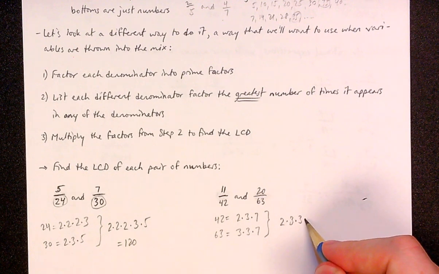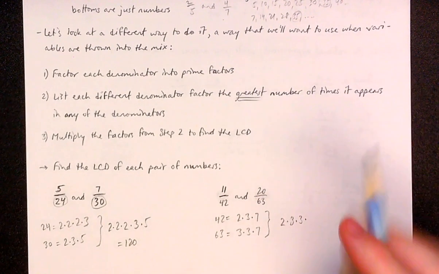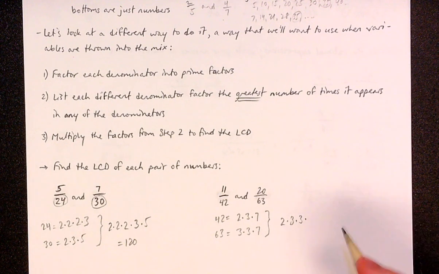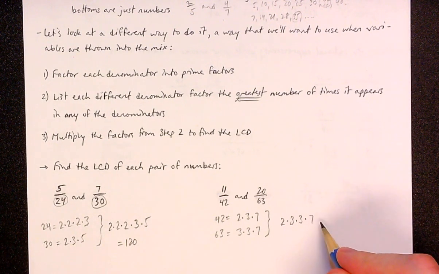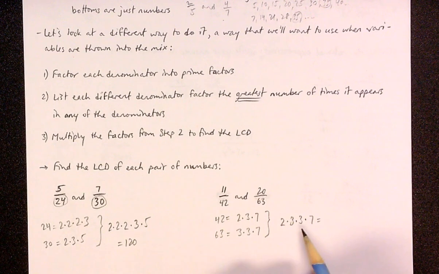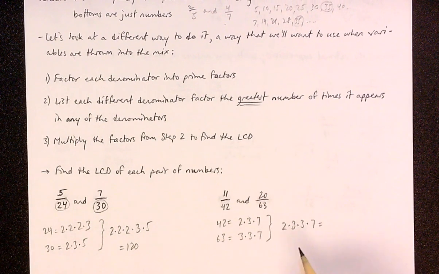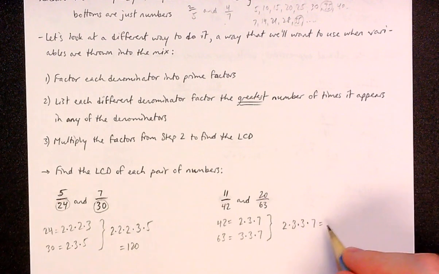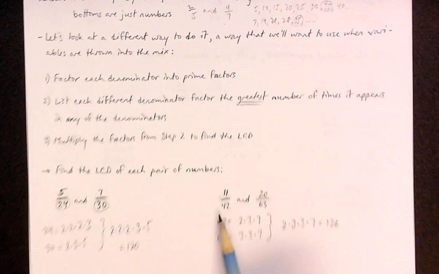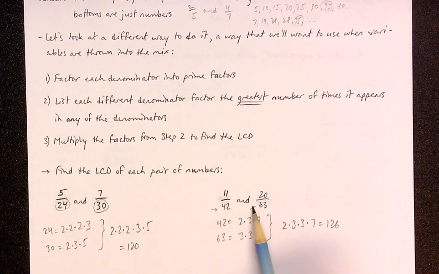Neither of these guys contains a 5, so we don't have to mess with 5's. 7's. 1 7 here, 1 7 here. The greater of 1 and 1 is 1. So now, I have 2 times 3 times 3 times 7. That's 21 times 6, which is 126. 126 is the LCD of 42 and 63.